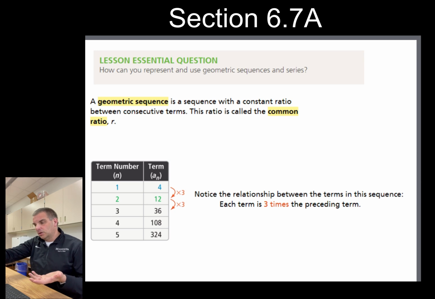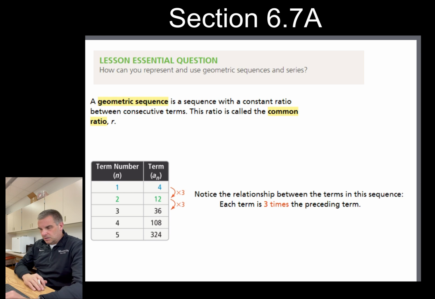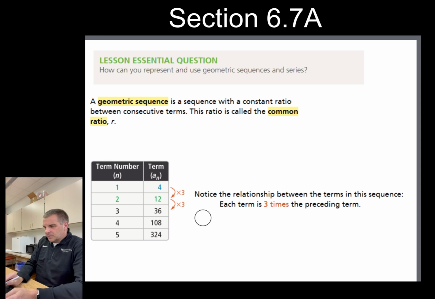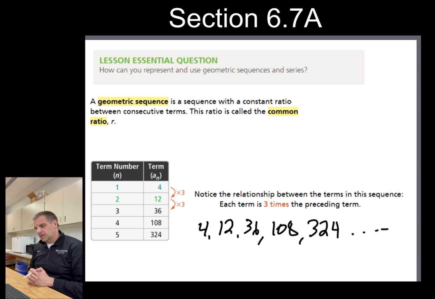So if you look at the table below, there's a couple of things we need to realize from this table. The first column is the term number, the number of the term in that sequence. So the first term in the sequence is 4. The second term in the sequence is 12. The third term is 36, and so on and so forth. Strung out, it would say 4, 12, 36, 108, 324, dot, dot, dot, and so on.